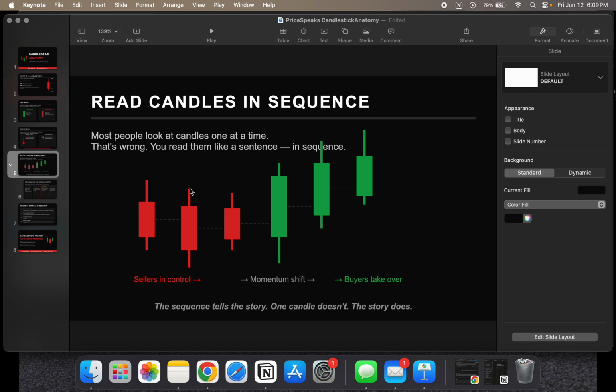They look at candles one at a time, and that's not how you read them. You have to read them in a sequence. So understand, when you see candles like this, bears came down, sellers came down, and then all of a sudden we start to reverse up. This is a story that's being told.